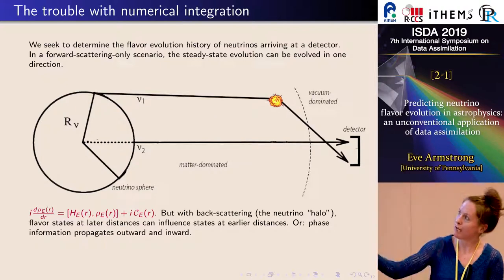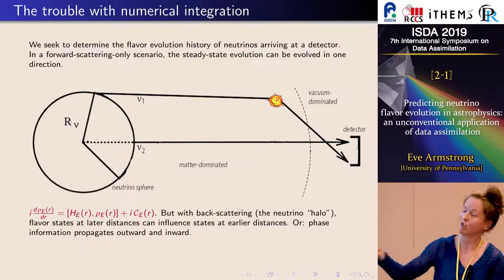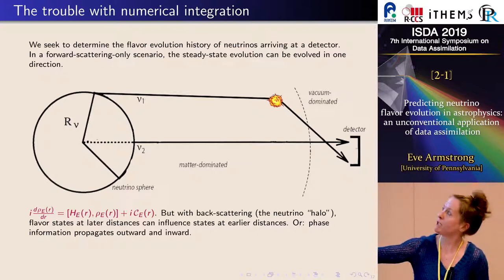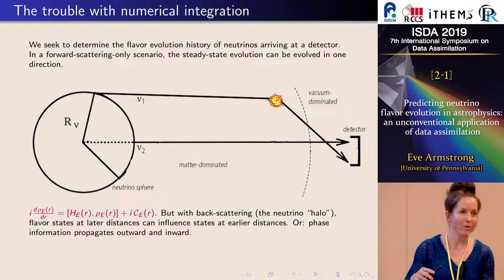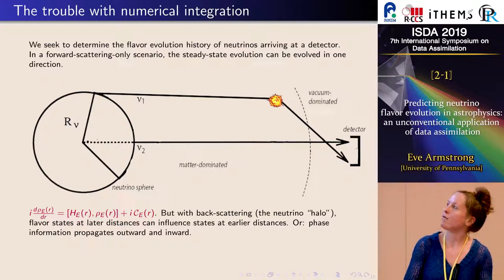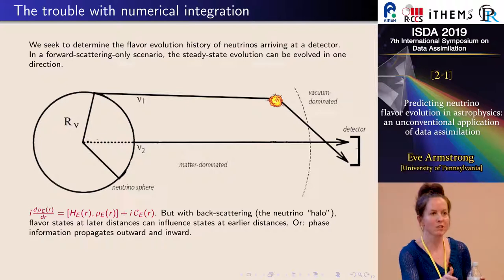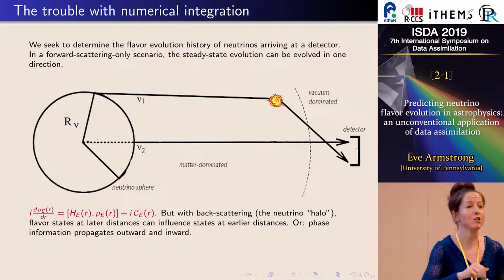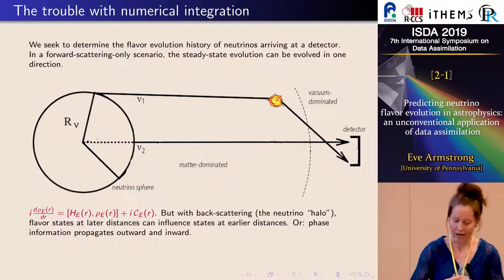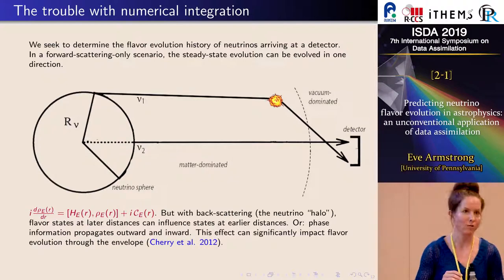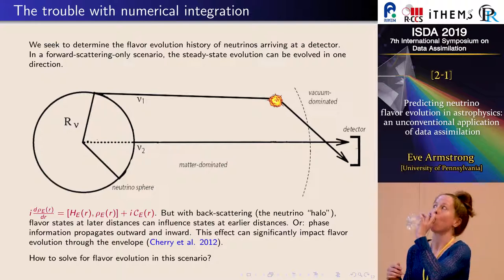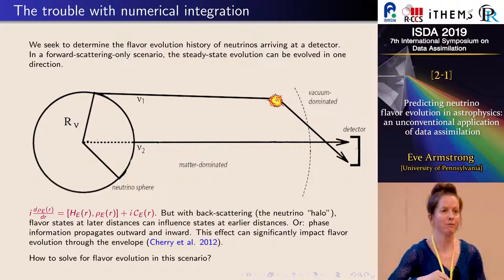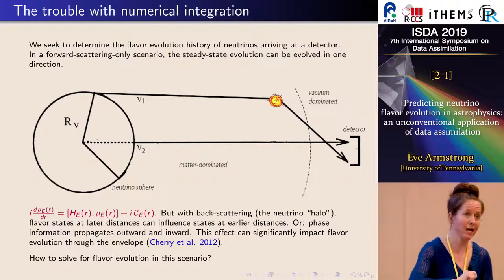You can have a neutrino interacting with a neutrino out here and changing its direction, and sometimes you can get zigzags here in R before the neutrino finally winds up in your detector. Or, in other words, flavor states at later times can affect states at earlier times. And this can significantly affect the evolution of flavor within the envelope. So now what? That's the problem that my colleagues at UCSD came to us with.